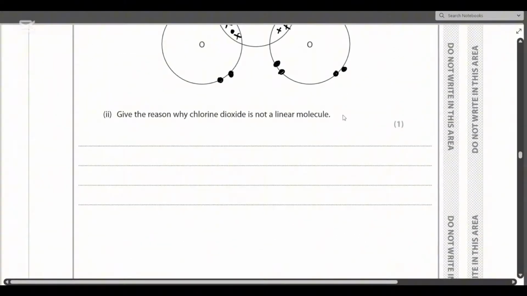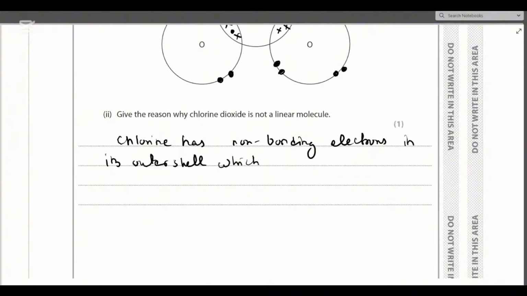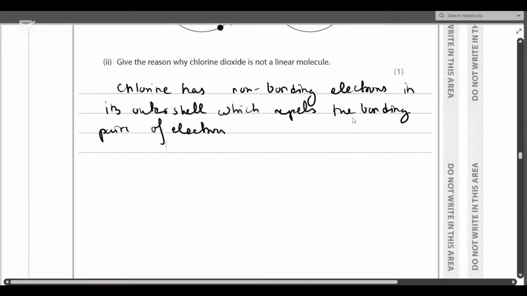Give the reason why chlorine dioxide is not a linear molecule. The reason is that chlorine has non-bonding electrons in its outer shell, which repels the bonding pairs of electrons.